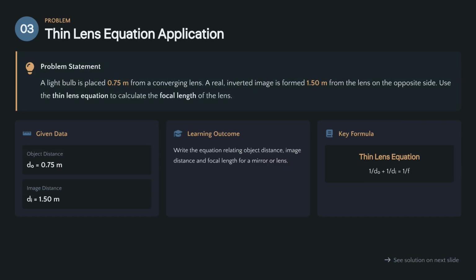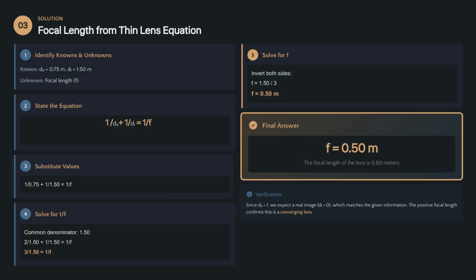Problem 3 applies the thin lens equation. A light bulb is 0.75 meters from a converging lens, forming a real inverted image 1.50 meters away. We will calculate the focal length using the formula 1 over d sub o plus 1 over d sub i equals 1 over f. We substitute the distances into the thin lens equation.